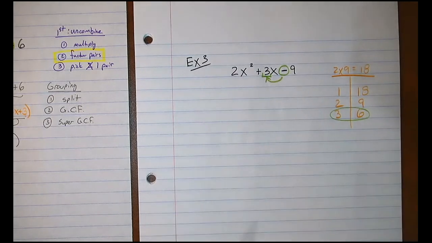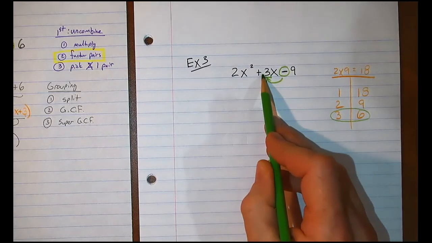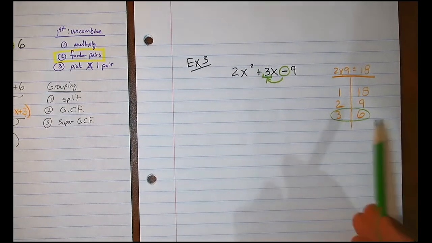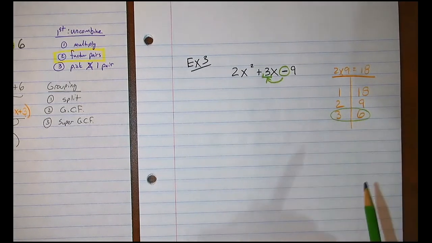Okay, so I need this to be a positive 3. Now here's where I start caring about the sign a little bit. It needs to be a positive 3, so that means I must have done 6 minus 3, right? Because if I did 3 minus 6, I would have gotten a negative.